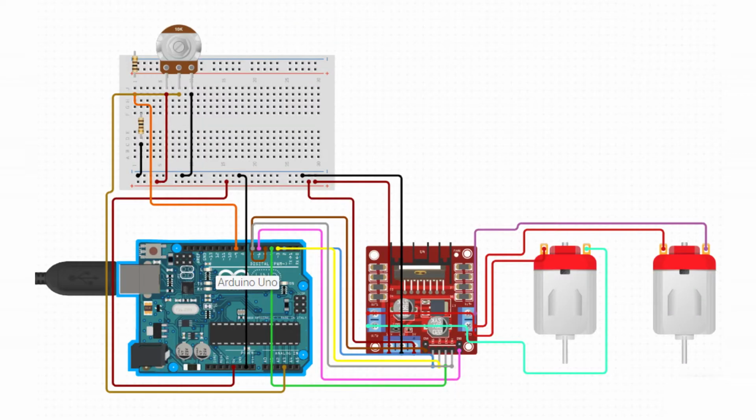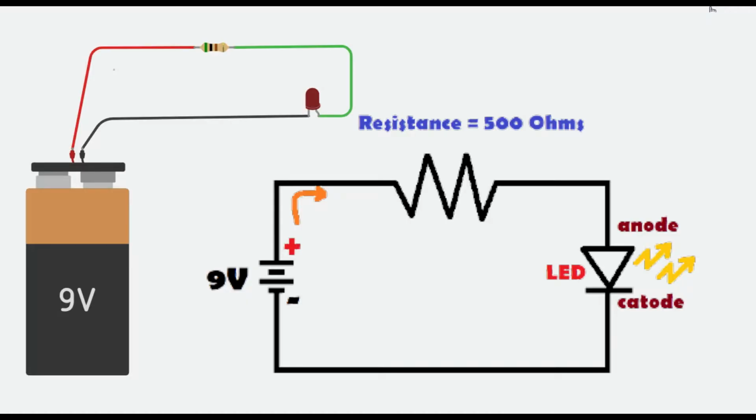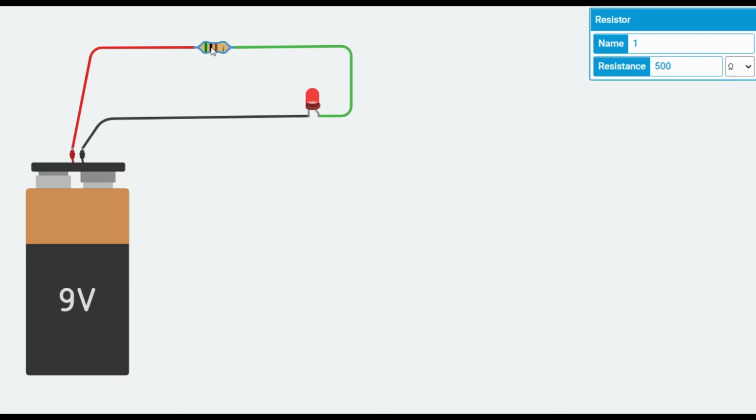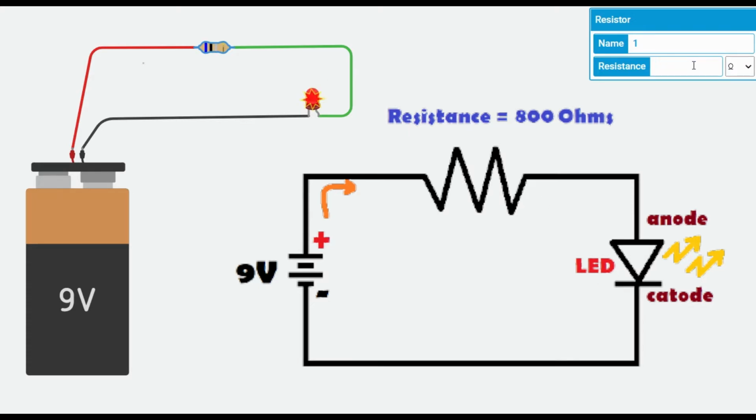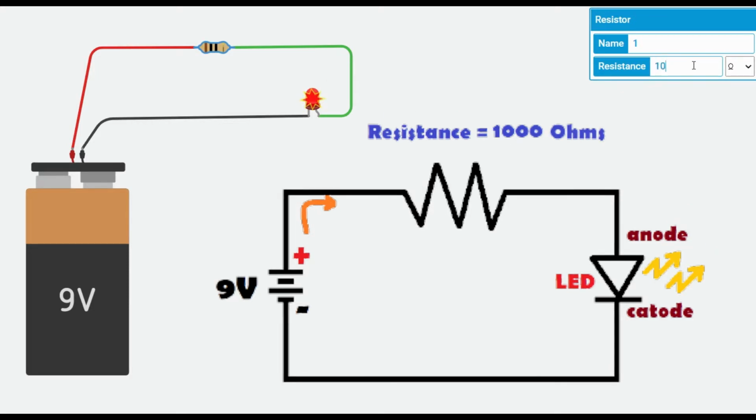So we'll discuss potentiometer interfacing in this video, but before that let's analyze this simple circuit which we are seeing on screen. Here we have a 9-volt battery connected to this LED with a resistance which is initially 500 ohm. If I replace this resistance with different values, you will see that the brightness of the LED will change. If I change it to 800 ohm, again the brightness will change. If I change it to 1000 ohm, again the brightness will change.